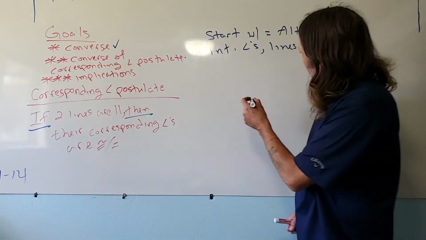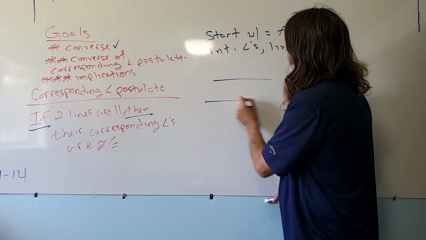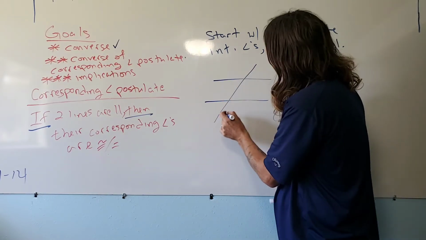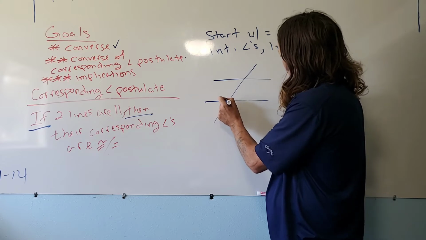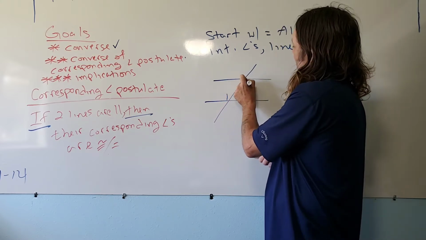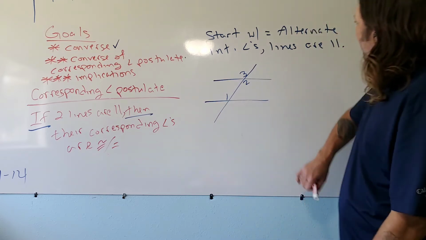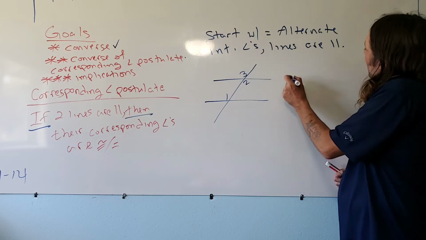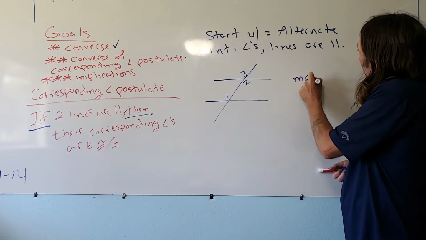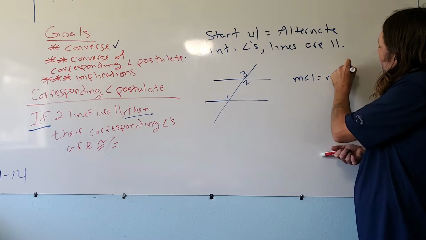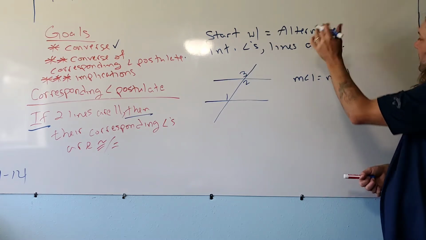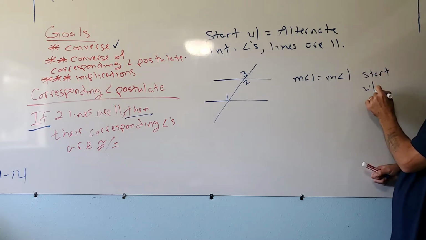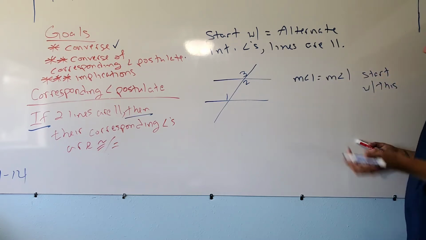So I'm just going to draw a picture. I don't know the lines are parallel. I don't. All that I can start out with is this. And the only claim that I made was my alternate interior angles are equal. So the only thing I can say is that the measure of angle 1 must equal the measure of angle 2, because this again is what I started with. Now in proofs, we say that this is our given. Or you can say you start with it.